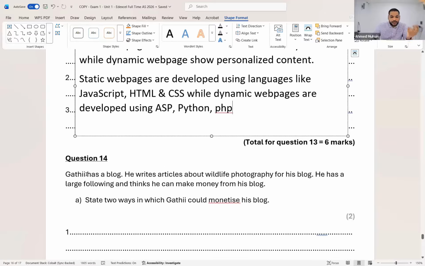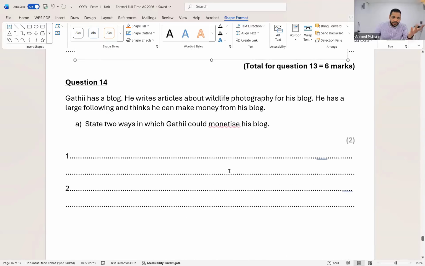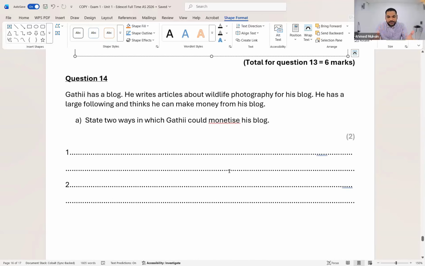Everybody will move away from here. Gati has a blog. He writes articles about wildlife photography for his blog. He has a large following and thinks he can make money. Okay, so he's interested. He writes about wildlife photography. He has many people viewing his content. State 2 ways in which Gati could monetize his blog.